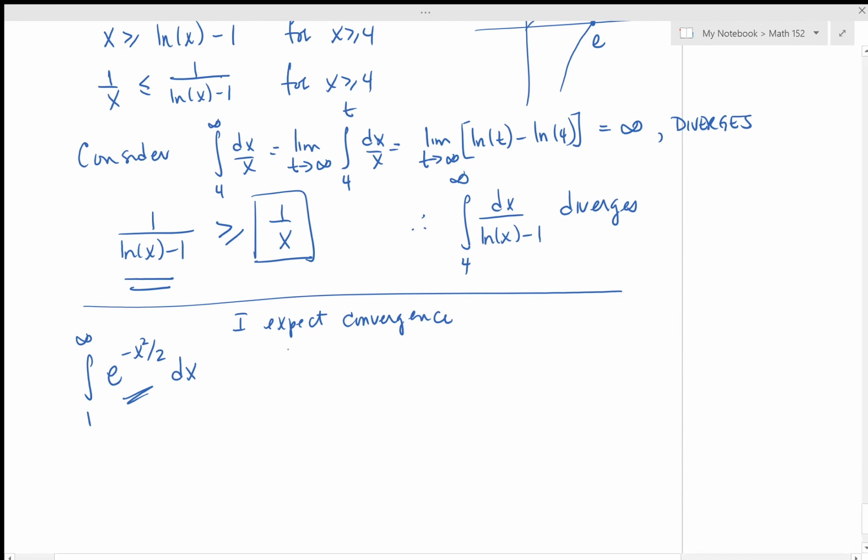This is what I'm using this intuition for, so that I'm going to look for something bigger that converges.